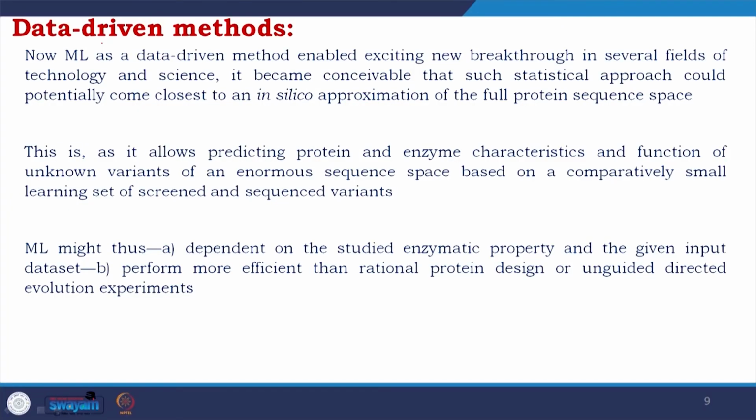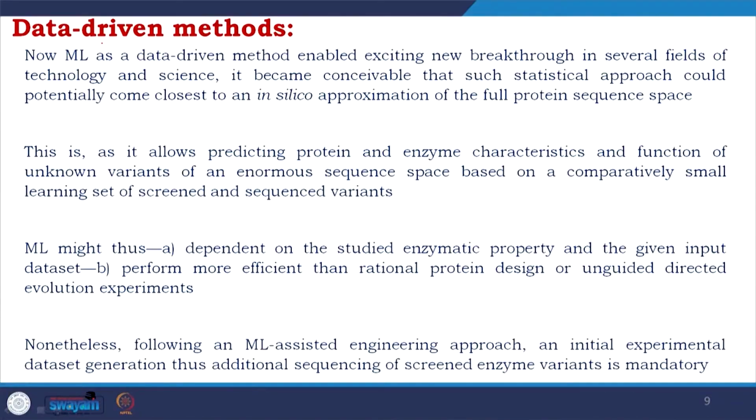So, machine learning might, depending on the studied enzymatic property and the given input data set, perform more efficiently than rational protein design or unguided directed evolution experiments, because you make them, you get them, but there is no scope of improvement. Whereas, when you develop a machine learning based algorithm, you expose it to a new data set and it will do its own automation of understanding. So, it would improve itself with more exposure to new data.